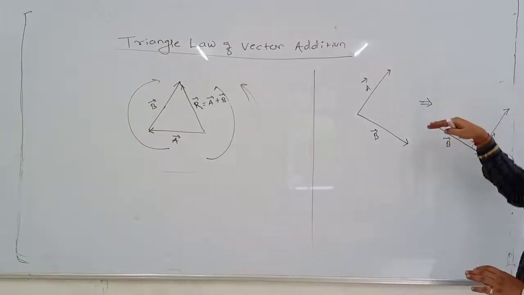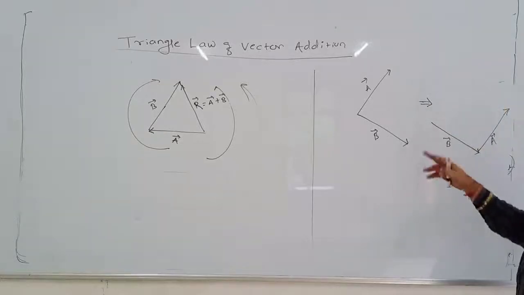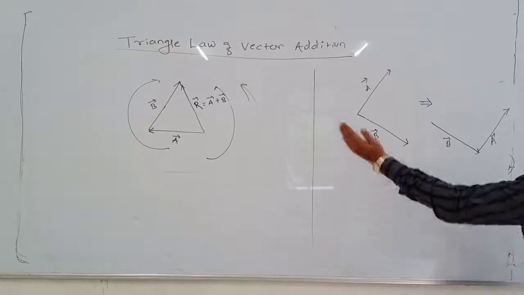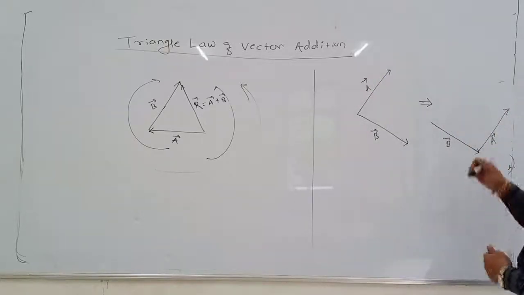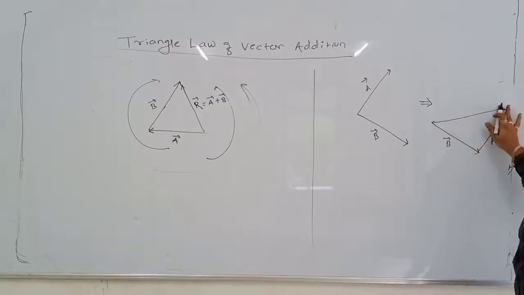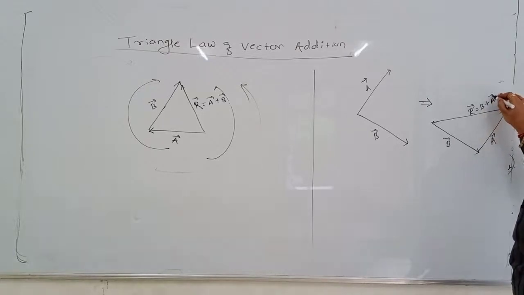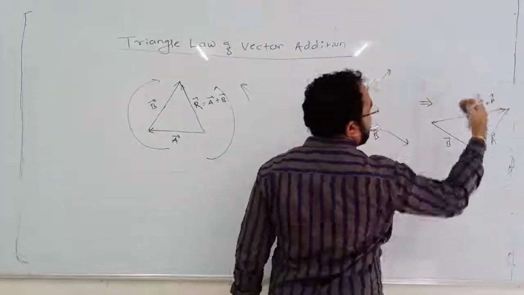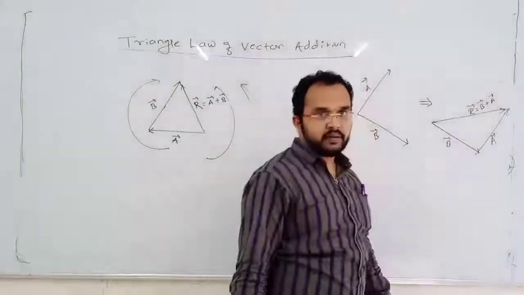Now these two vectors are in the same sense. In which direction? Counterclockwise, tail, head. Counterclockwise sense. Then the resultant will be in clockwise sense, completing the triangle. So this will be the resultant, and the direction is here. R is equal to vector B plus vector A. This will be the direction. Why? Because tail to head is counterclockwise, so the resultant will be clockwise.